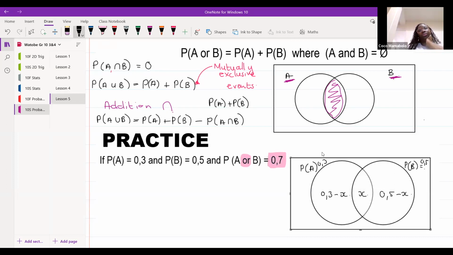I didn't write what you just wrote. I did it using my own method. I said 0,7 is equal to 0,3 plus 0,8 minus X. It's the same thing, just minus that X. I didn't do the Venn diagram. Absolutely, yes, 100%. Which will give us 0,7 is equal to 1.1 minus X.